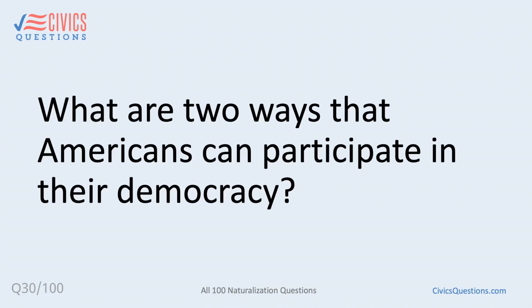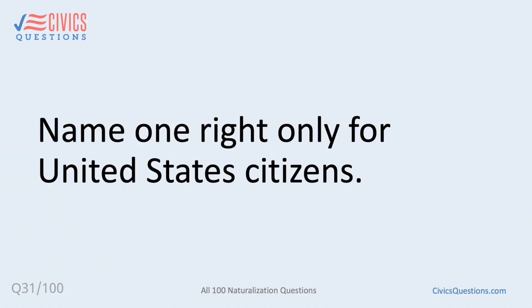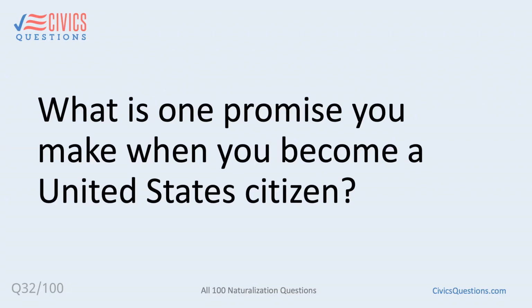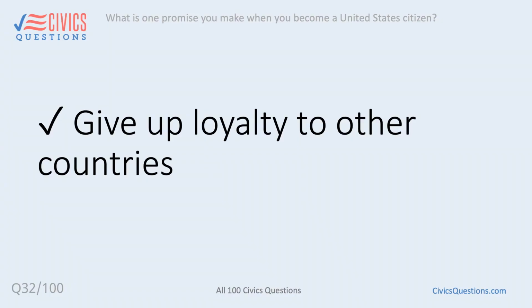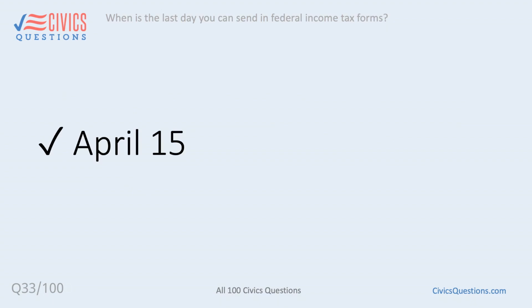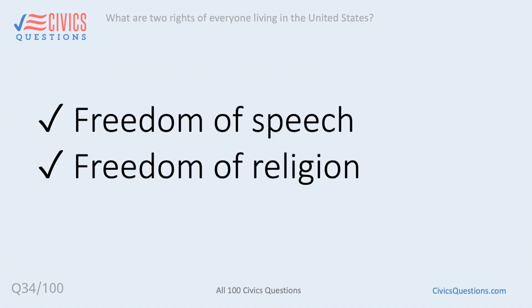What are two ways that Americans can participate in their democracy? Vote. Run for office. Name one right only for United States citizens. Vote in a federal election. What is one promise you make when you become a United States citizen? Give up loyalty to other countries. When is the last day you can send in federal income tax forms? April 15th. What are two rights of everyone living in the United States? Freedom of speech, freedom of religion.